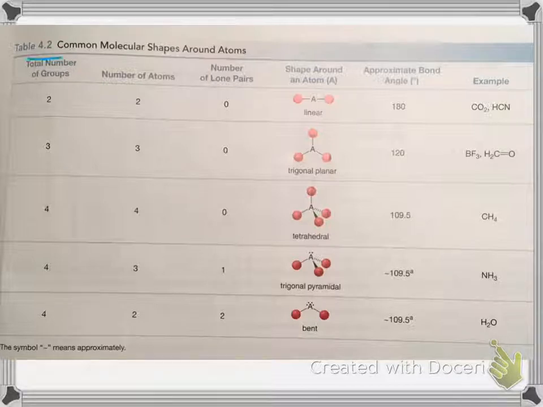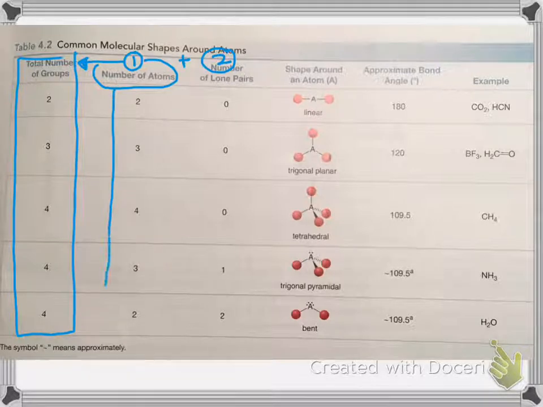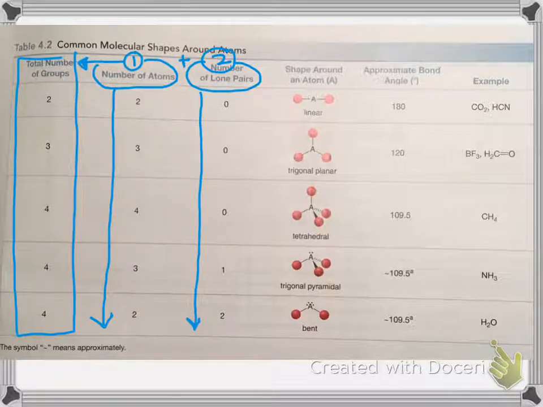Now, this first column right here, if I take this column and add it to this column, I get this number right here. So that first column is not quite as important to us, but what you can see is this column has the number of atoms. Remember I said one of the things you want to look at is the number of atoms. And then the second column is the number of lone pairs, and that's what we also have to look at. And then that determines the molecular shape.